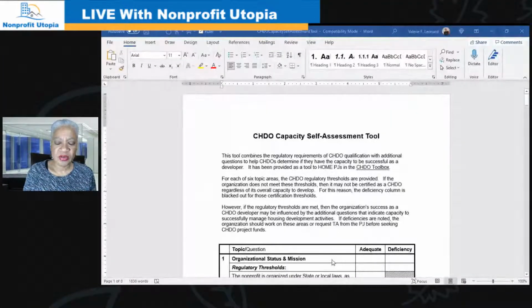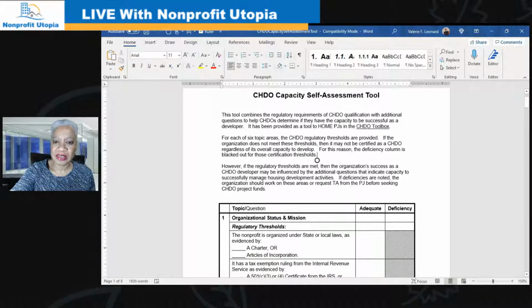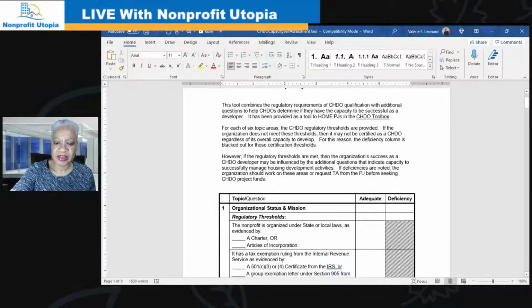All right, so this is going to be the CHOTO self-assessment tool. And just so you know what CHOTO stands for, this is a program that is sponsored by HUD. It is for affordable housing, and this is for organizations that are interested in creating a community-based housing development organization. All right. And just so you know, too, again, these assessment tools are similar from agency to agency.